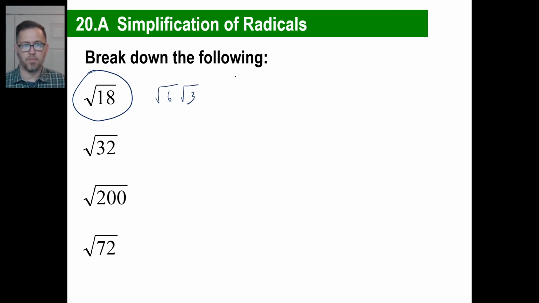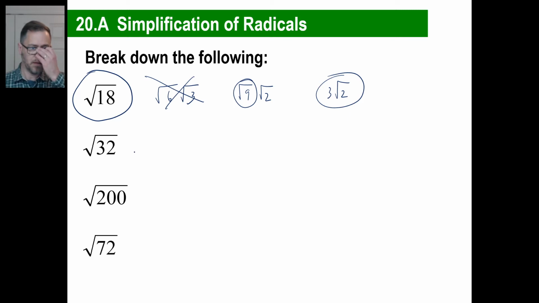It's not an integer. But if you break it down like this instead and go, oh wait a minute, that's the square root of 9 times the square root of 2, you could look at this and go, wait, the square root of 9, that's 3. So I can just write 3 times the square root of 2, and that's the answer. Okay. All right, the square root of 32, same thing.